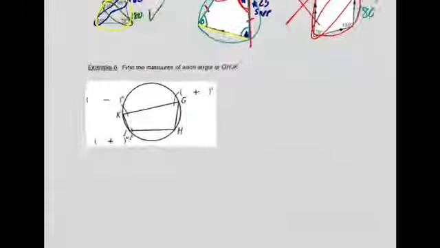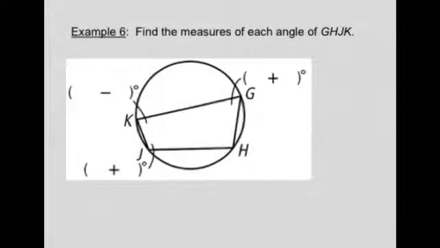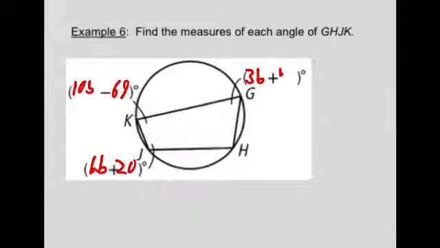All right. Let's look at example 6. We've got 10b and 69, and then 6b and 20, 3b and 25, and nothing over here. All right, we've got to find the measure of each angle of GHJK. What do we do? Ethan, help.